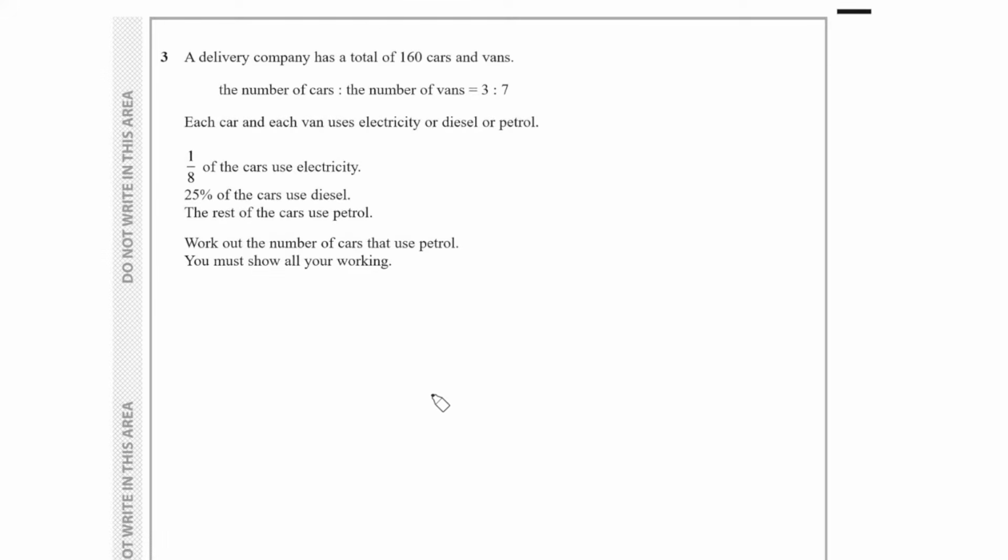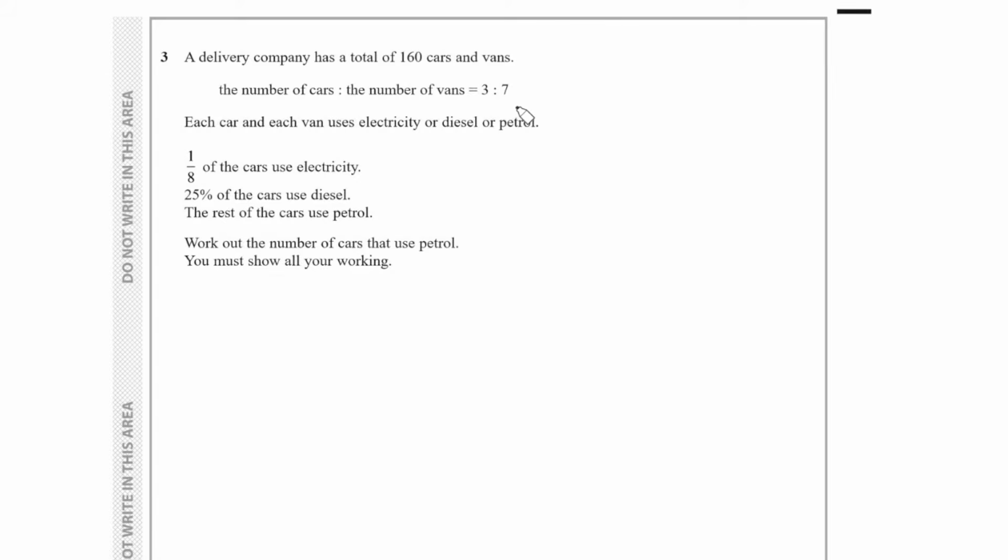Question number 3, a delivery company has a total of 160 cars and vans. The ratio of the number of cars to the number of vans is 7. Each car and each van uses electricity or diesel or petrol. We've got 1/8 of the cars use electricity, 25% of the cars use diesel, and then the rest of the cars use petrol. Work out the number of cars that use petrol. So when you've got this kind of worded question, I just like to work through it more or less in order. So starting off with the total of 160 cars and vans, and then this ratio.